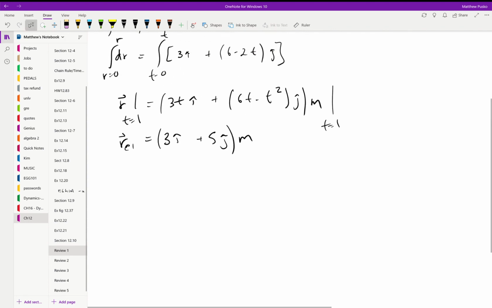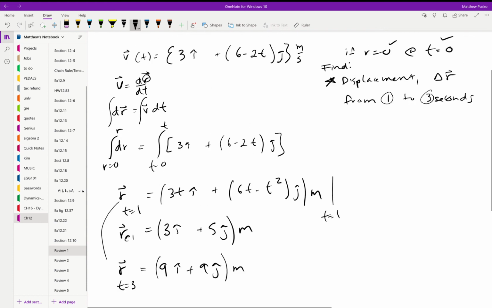And we need to do the same thing. We need to take this and do r for t is equal to 3 seconds. And don't know what that is. Doing so will give us 9i plus 9j.